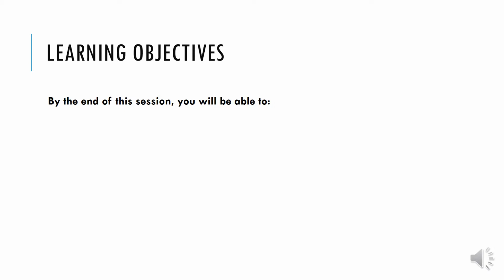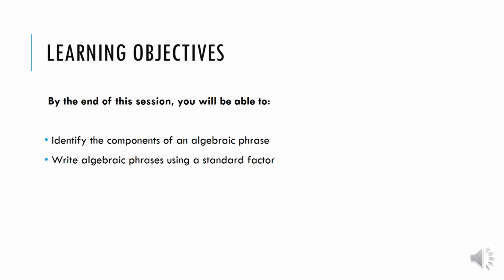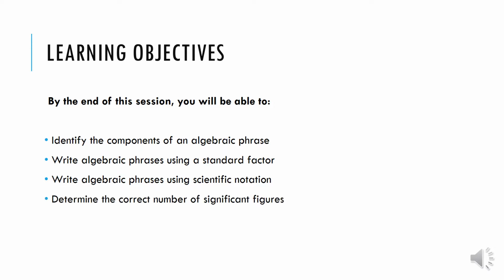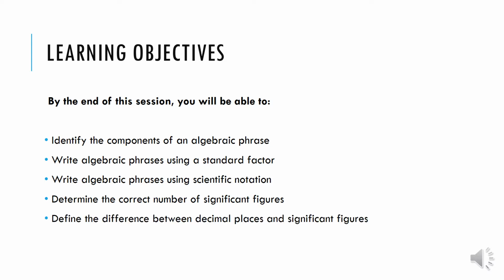So in terms of the learning objectives from this tutorial, by the end of this session you will be able to identify the components of a simple algebraic phrase, write algebraic phrases using a standard factor, write algebraic phrases using scientific notation, determine the correct number of significant figures to use, and also the correct number of significant figures to use when performing a calculation, and define the difference between decimal places and significant figures.